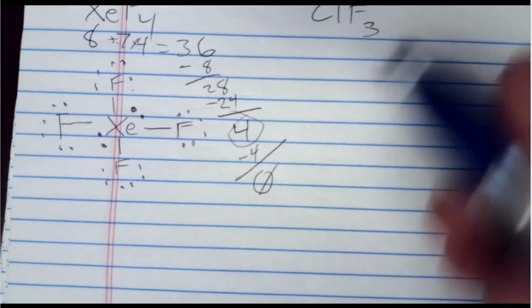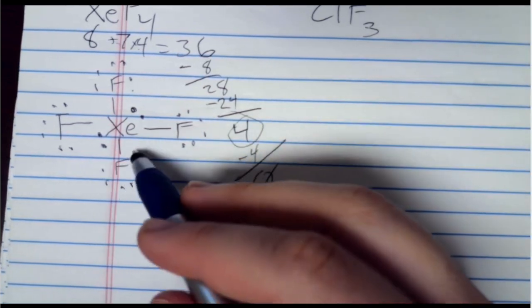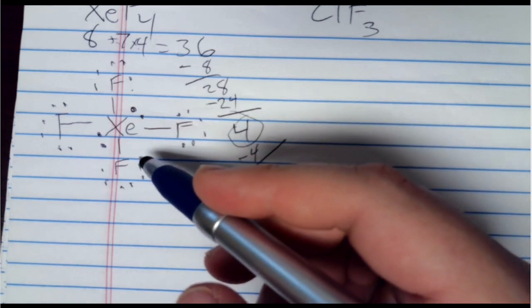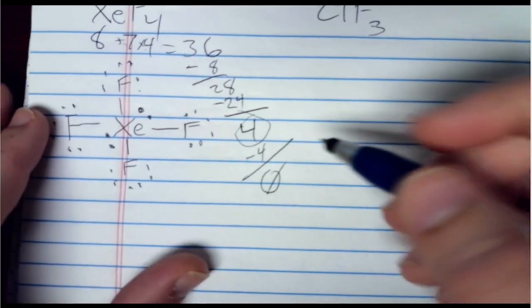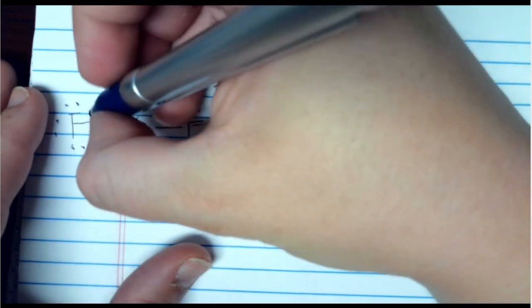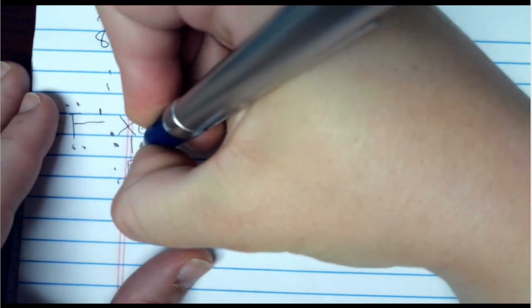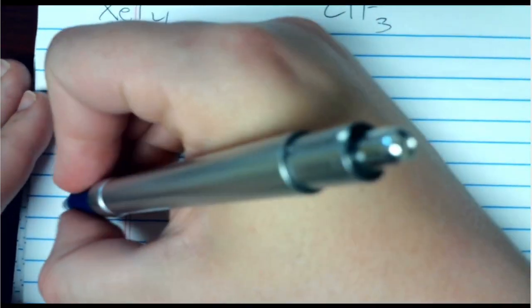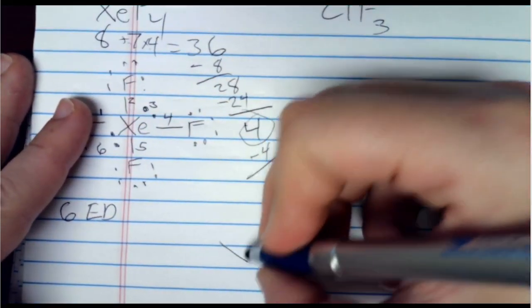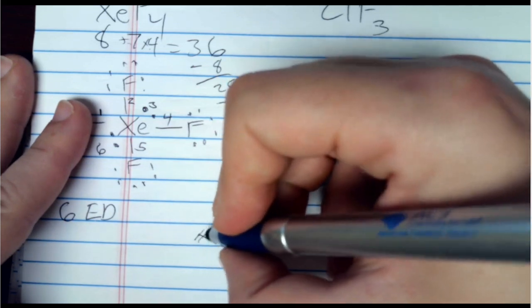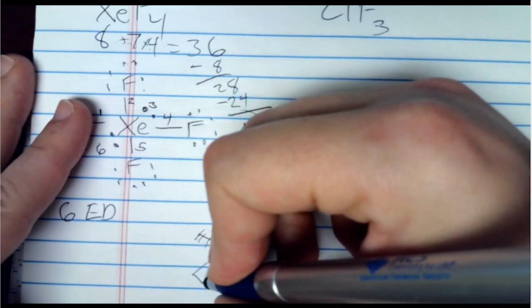There we go. Now, this is the Lewis structure we want. Yes, xenon has an expanded octet. Is that okay? Yes. So how many electron domains? How many things are coming off the xenon? So I'm going to count them. 1, 2, 3, 4, 5, 6. 6 electron domains. So that means my xenon has 6 things coming off of it.